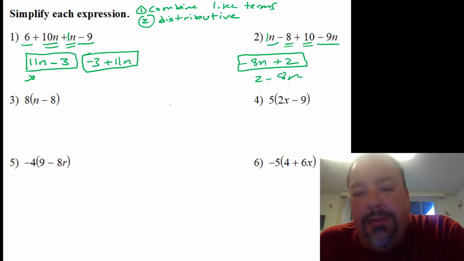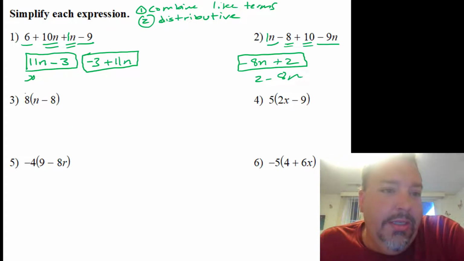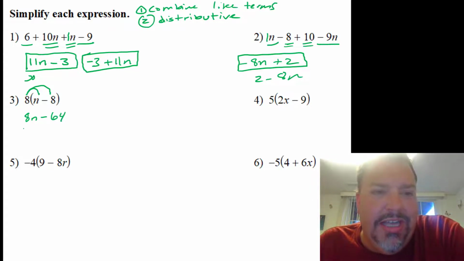For number 3 and number 4, you have to distribute. So when you got a number out here in front of the parentheses, that number is being multiplied by the whole group. And we're going to multiply by each term on the inside. So we got 8 times n is 8n. And then we have to remember to multiply by the second term. 8 times -8 is -64. And again, we can't combine those because they're not like terms.